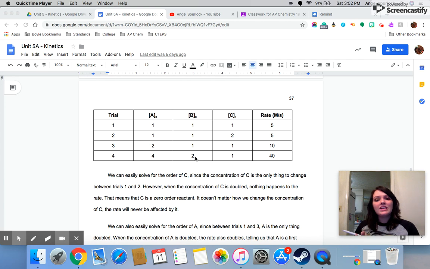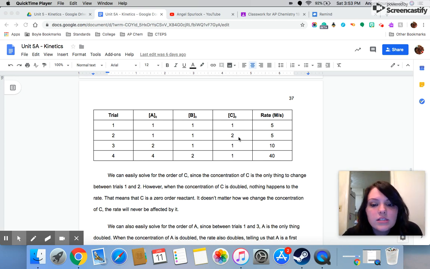When that's the case, solve for everything else first and come back to that one, because you're going to need to know the orders of the other reactants in order to make sure that you get that reactant correct. So let's skip B for now and let's move on to C. Let's find two trials where C's concentration changes, but nothing else does.